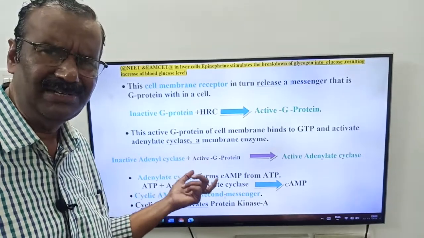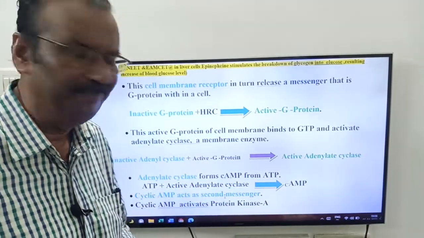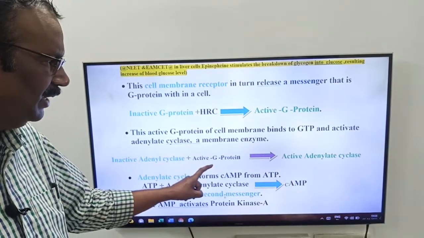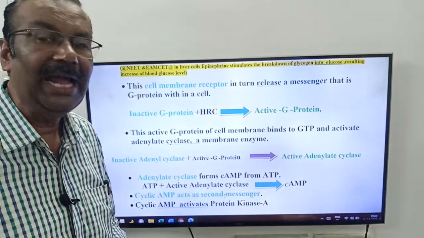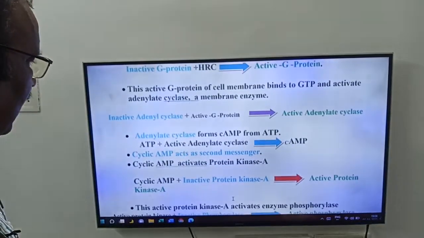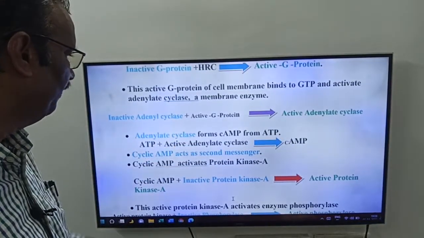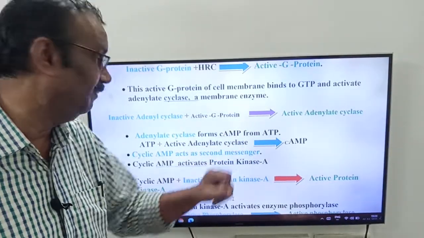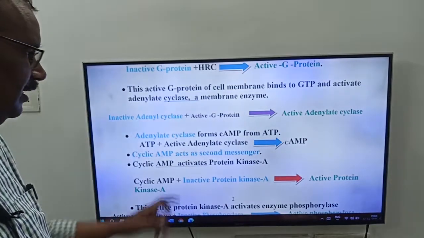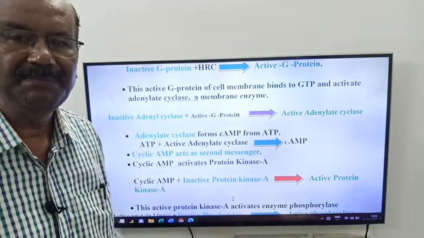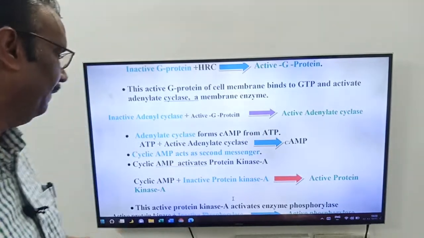You know what adenylate cyclase is? It is an enzyme, friends. Inactive adenylate cyclase plus active G protein converts into what, friends? Active adenylate cyclase. This active adenylate cyclase forms what, friends? cAMP from ATP, cyclic AMP from ATP. ATP plus active adenylate cyclase gives rise to cAMP, cyclic AMP.